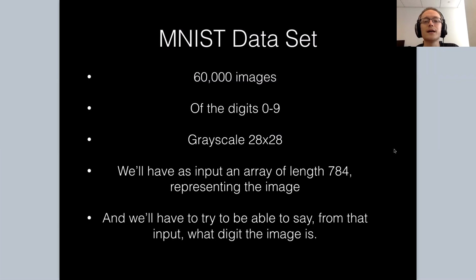Actually, before I get onto that, any questions about the problem, like what we're trying to do? Getting some input, some kind of an array, we're trying to output what digit the picture of which the array is a representation is of.